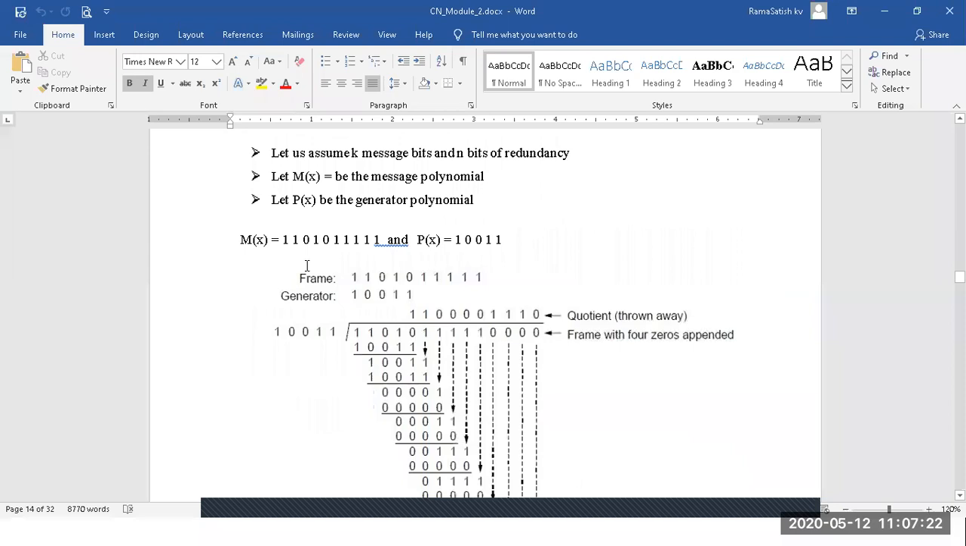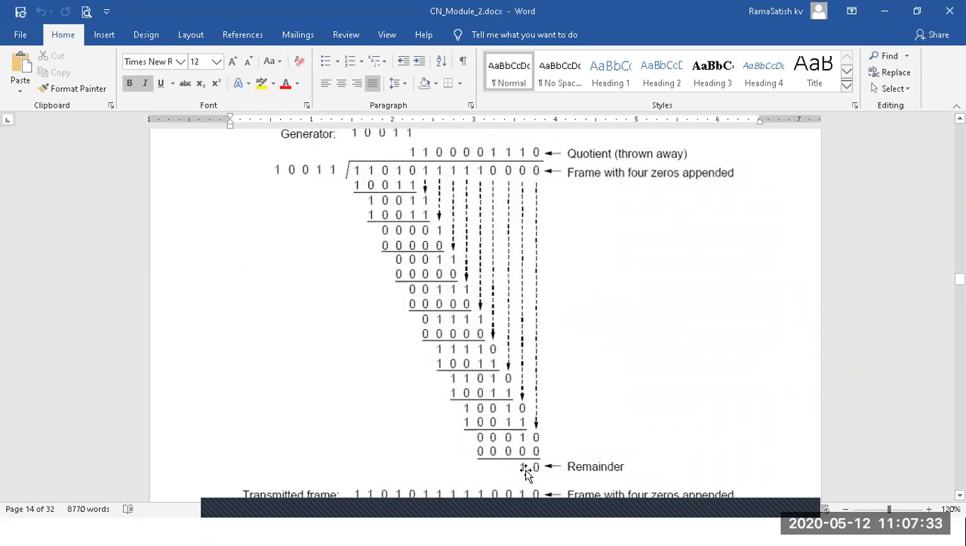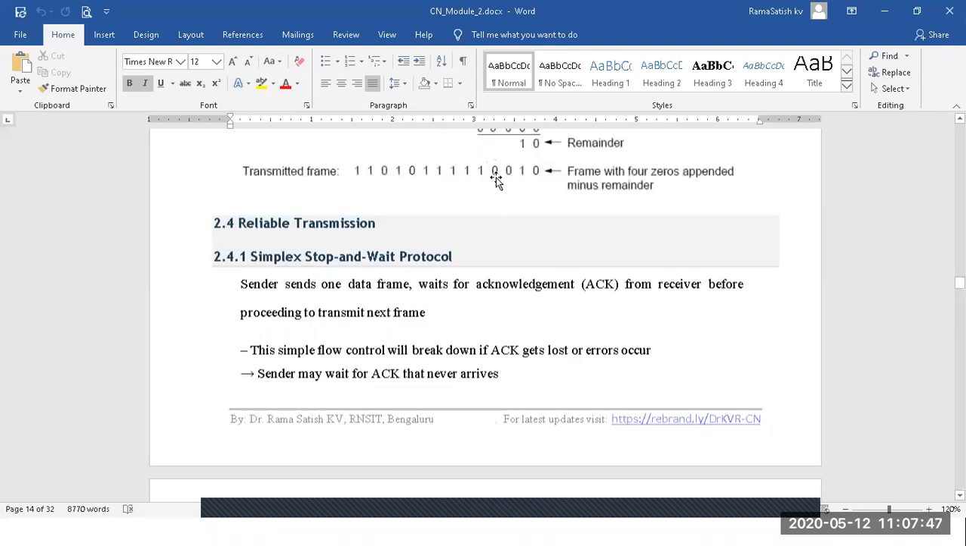And cyclic redundancy check. You have a message and a generator polynomial. You divide it, and whatever remainder you get, you add it to the message, with one less digit than the generator polynomial, and you call it the CRC, and you transmit.